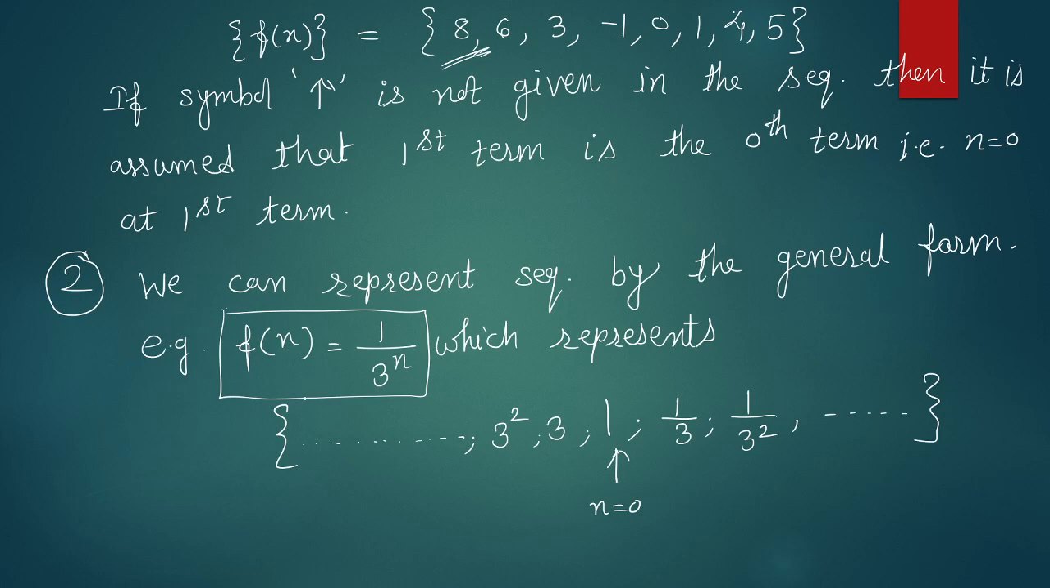Now the second type of representation of a sequence is the general form. Here f of n equals 1 upon 3 to the power n, which represents these terms. Suppose we substitute values from minus infinity to infinity. For n equal to 2 we get 3 square, for n equal to minus 1 we get 3, for n equal to 0 we get 1, and for n equal to 1 we get 1 by 3. In this way, we get the values. This is the listing method.